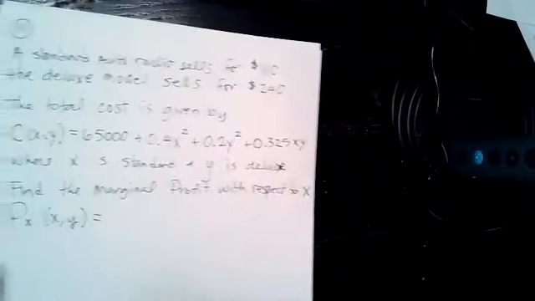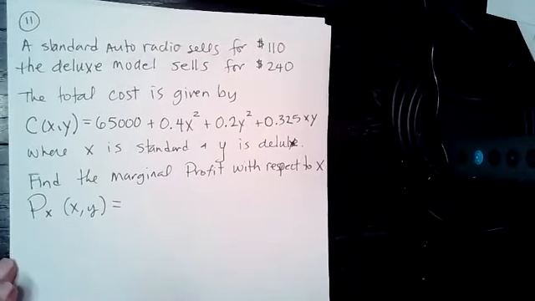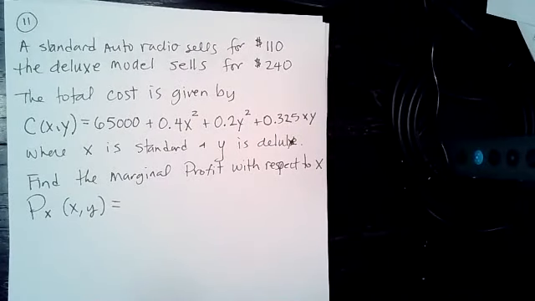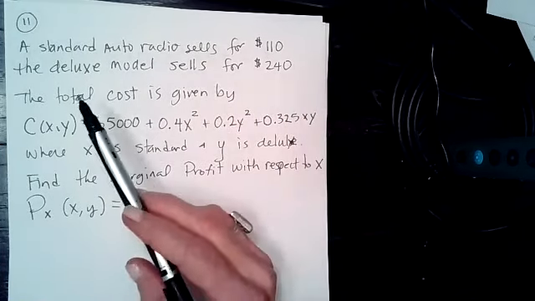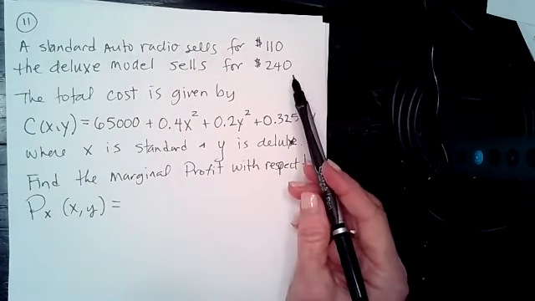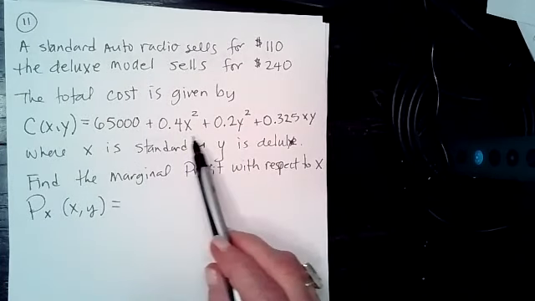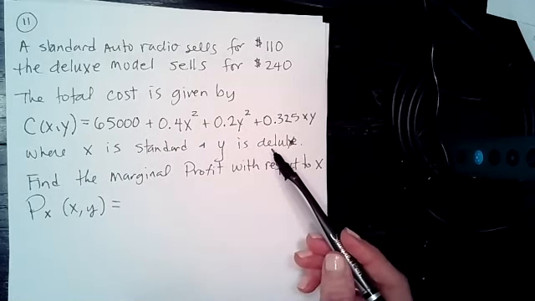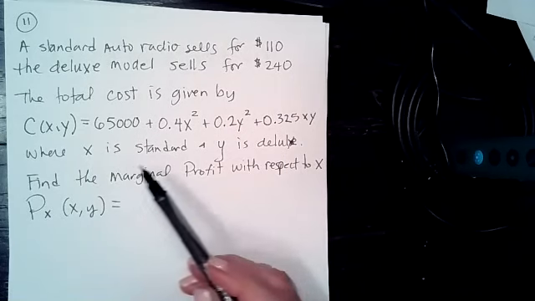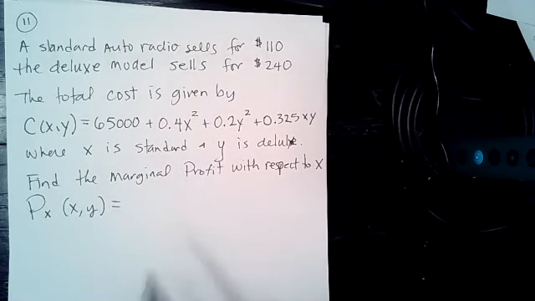Okay. So this was a wordy type problem. It says a production company sells 2 types of car radios, I think they were. A standard model for 110, a deluxe model for 240, and they give you this cost function, okay, where X is standard and Y is deluxe, and they want the marginal profit with respect to X and the marginal profit with respect to Y, okay.